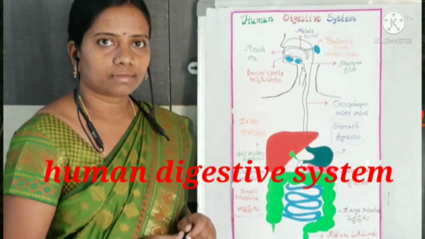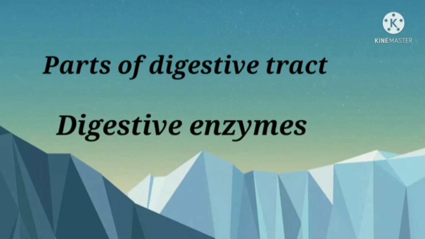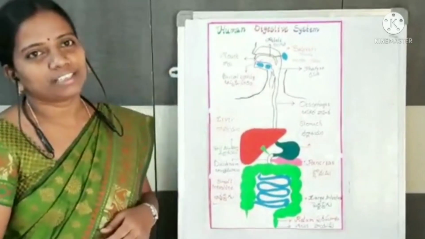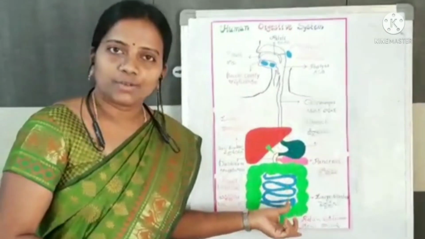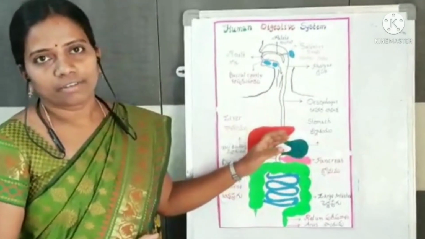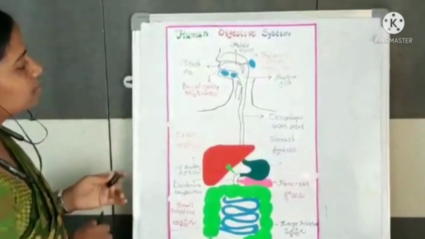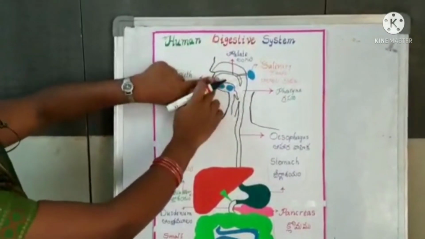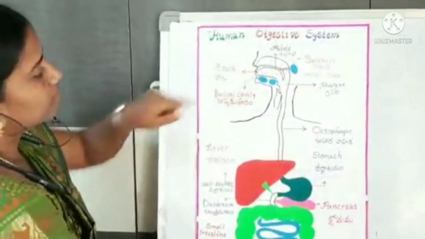Human digestive system. By watching this video, the children will be able to know about the parts of the digestive tract and digestive enzymes. Let me explain about the human digestive system. In this system, many organs are involved to digest our food. So, first observe what type of organs are involved here. Our human digestive system begins with the mouth and ends with the anus.